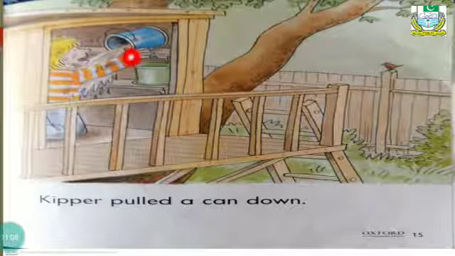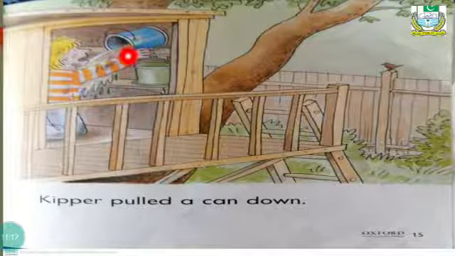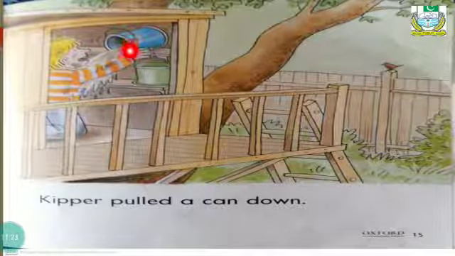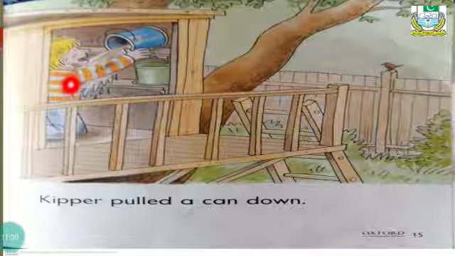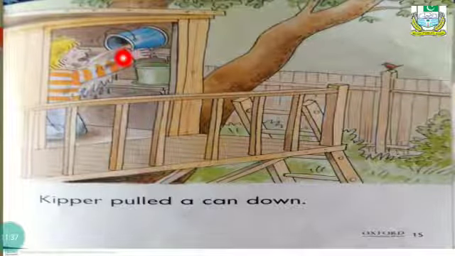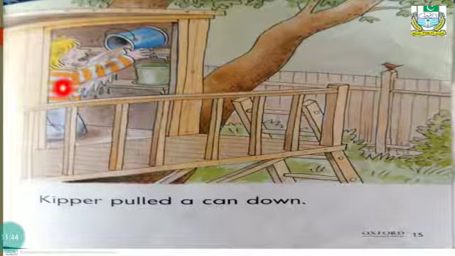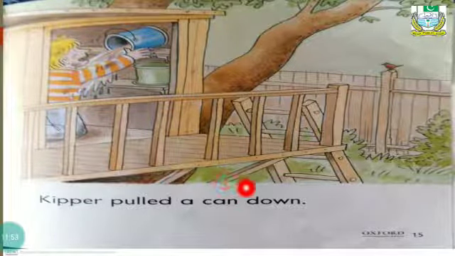And what do you think was in the can? Probably it was paint. There was paint in the can. It was a paint can and he pulled the can down. And what's happening? What can you see in the picture? All the paint falls on his t-shirt. We can see here he pulled a can down and probably there was paint in the can and all the paint falls on himself. So Kipper pulled a can down.